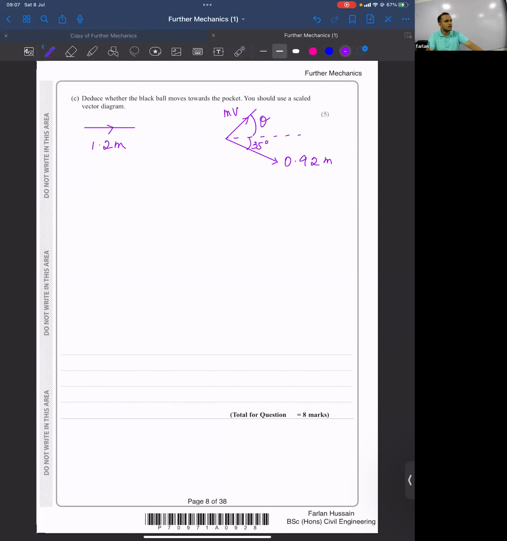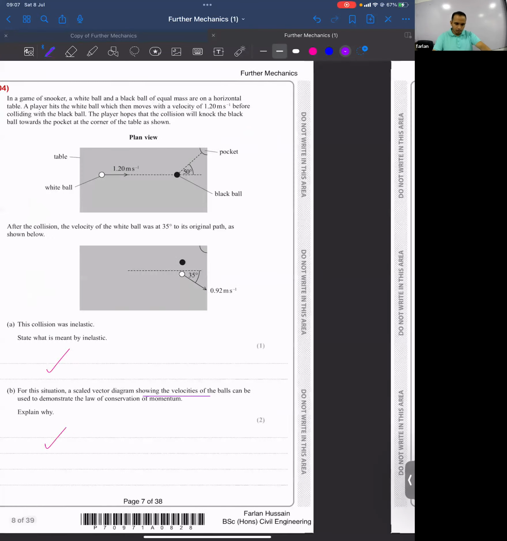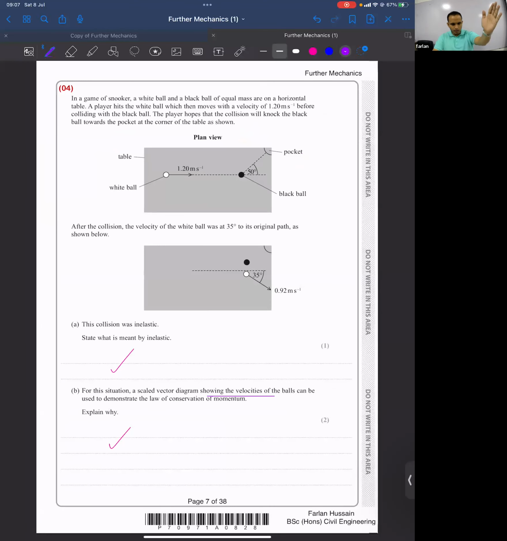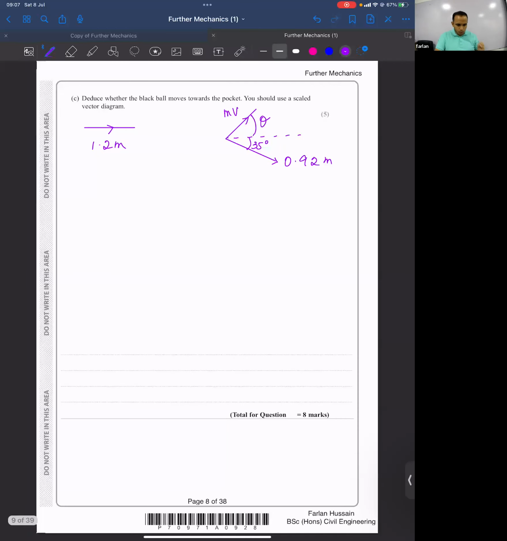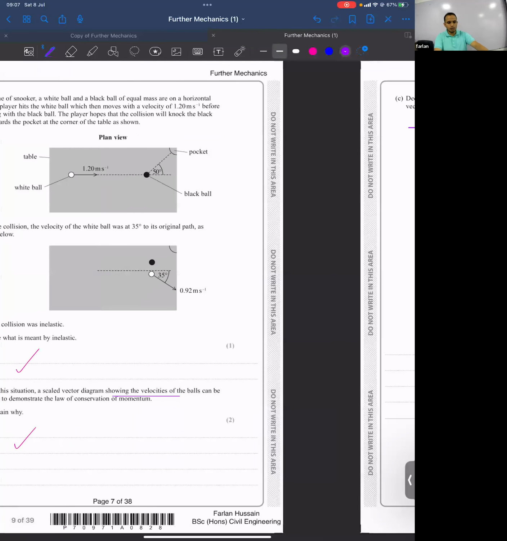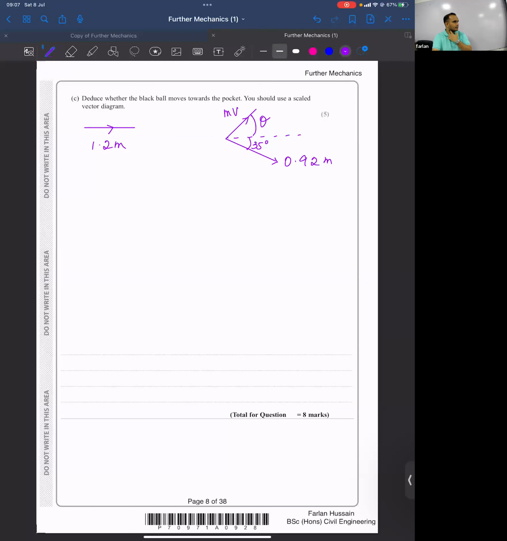Am I right? If this theta is equal to 50 degrees, that means yes, the black ball will go in the direction of the pocket. Agree? The question is what? Deduce whether the black ball will move in the direction of the pocket. Will it move towards the pocket? So you should use a scale vector diagram. If you manage to show that theta is 50, then correct. Right?